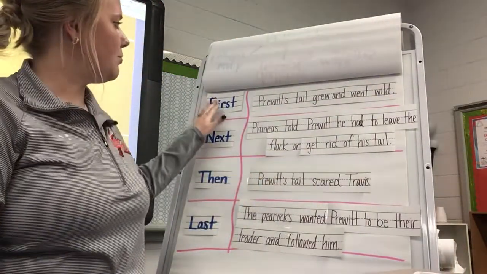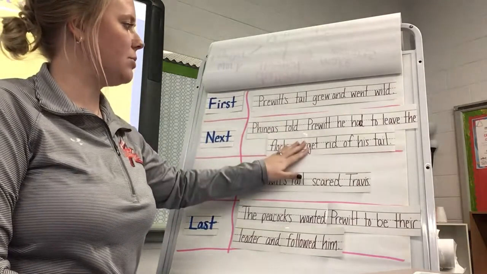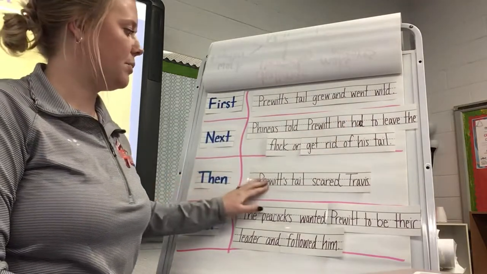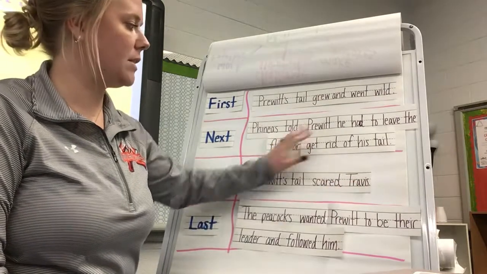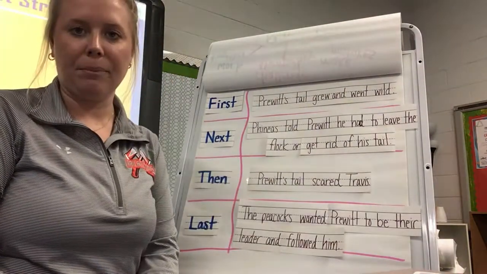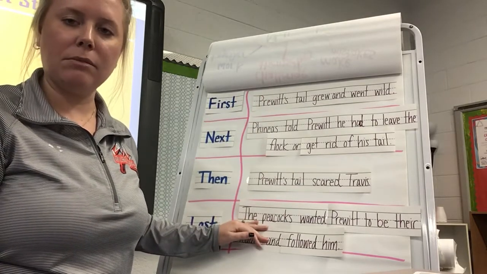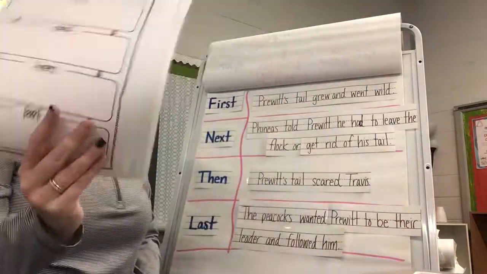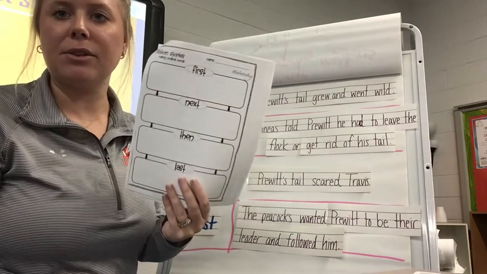Okay, so first Prewitt's tail grew and went wild. Next, Phineas told Prewitt he had to leave the flock or get rid of his tail. Then Prewitt's tail scared Travis when they were running through trying to get rid of his tail. And last, the Peacocks wanted Prewitt to be their leader and follow him. Out of these four events in the story, is this the right order that they happened in? Yes, it is. So if you, on your worksheet, wrote these events in that order, then you are absolutely correct.